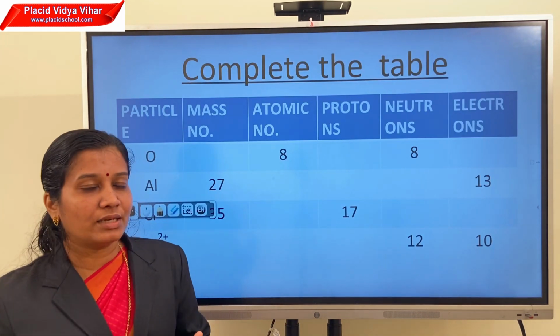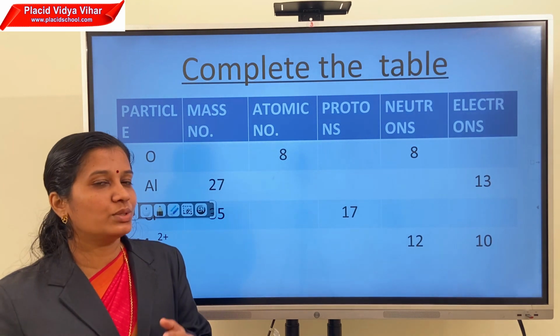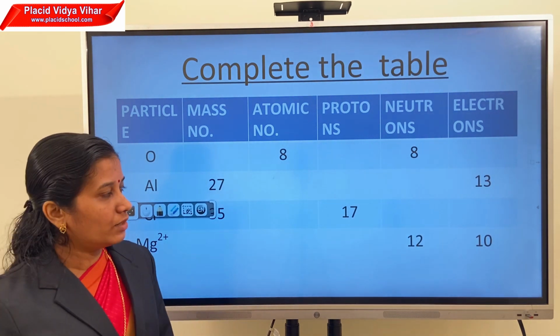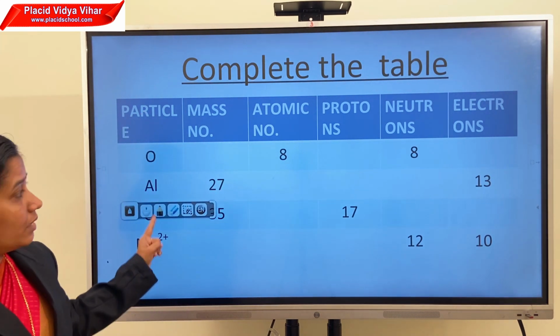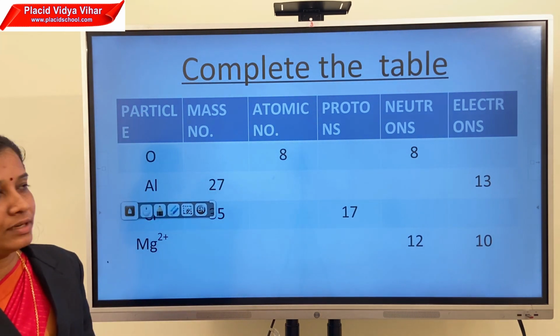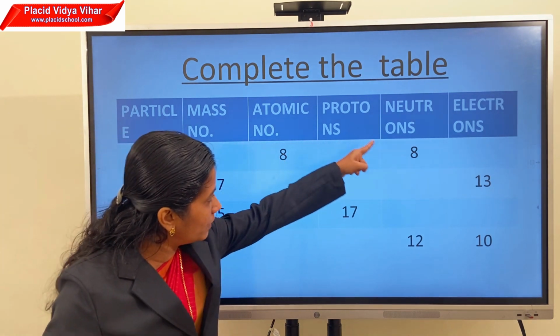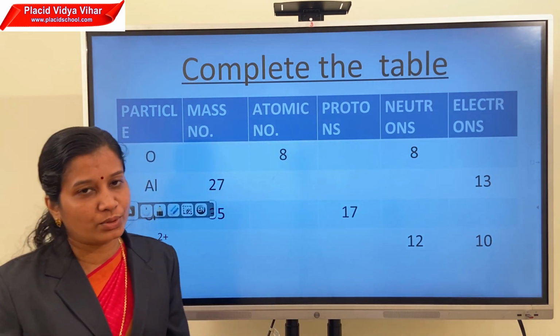So we are going to find out the number of protons, electrons, neutrons, atomic number, etc. Okay, so complete the table. So here you are given the 4 examples. The first one, oxygen. You are given atomic number and also the number of neutrons.